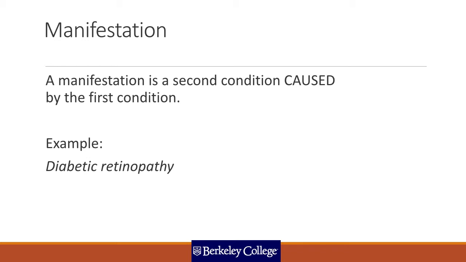Diabetes is known to cause problems with the patient's eyes. The physician diagnoses the patient with diabetic retinopathy. The diabetes caused the retinopathy. You will have two codes to report: a code for the diabetes and a code for the retinopathy. The diabetes code will be reported first because it is the underlying or first condition.